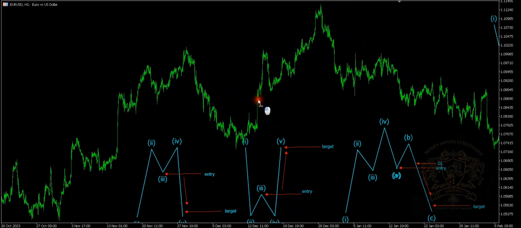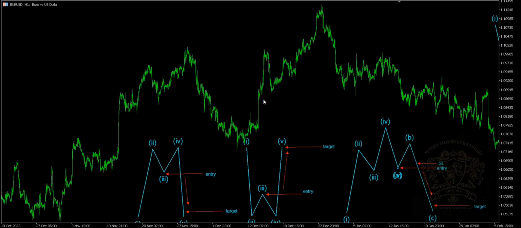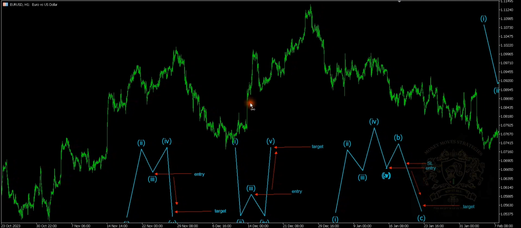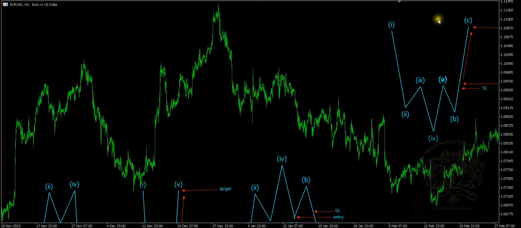Today we're going to show you how to use a pattern strategy. We're only going to show you a few patterns, and the rest will be explained in a PDF. As you can see here, we have an M, a W, a head and shoulders, and an inverse head and shoulders.